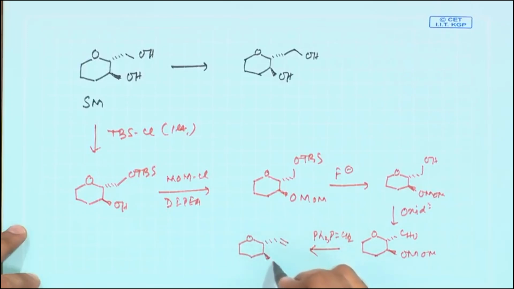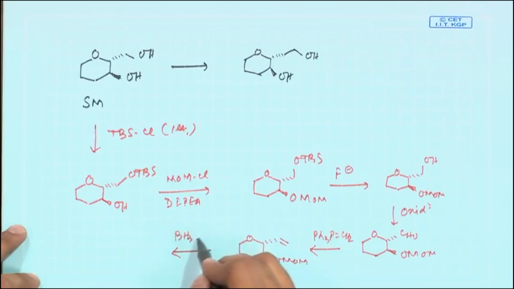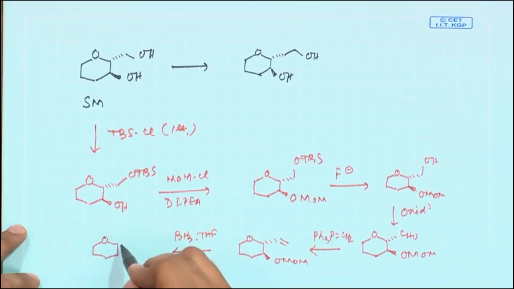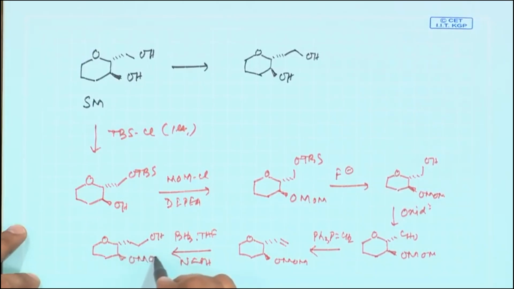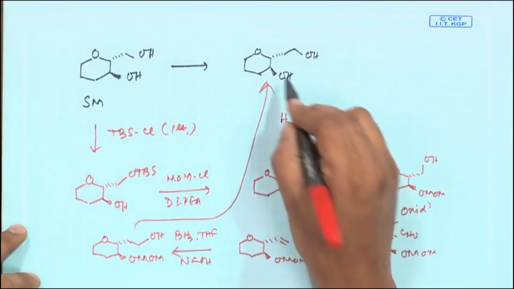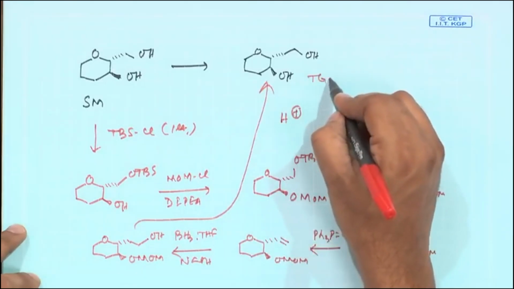So, we are basically close. The 1 carbon extension was almost done. Now, you do a hydroboration reaction, BH3 THF, sodium hydroxide. Once you do the hydroboration, you basically get CH2OH, and this MOM is there. Now, you try to remove this MOM group by some acid catalyst, and that will give you your target molecule.